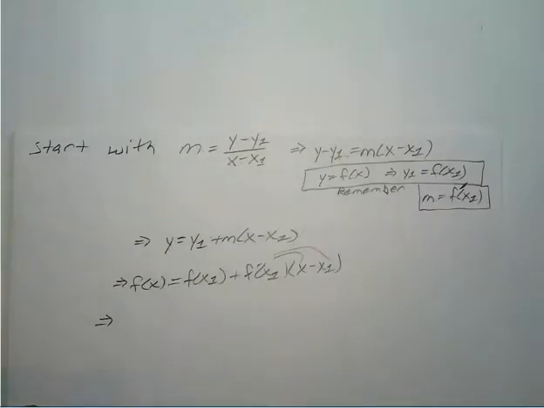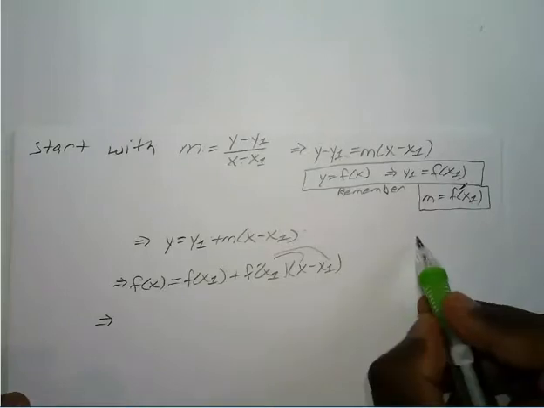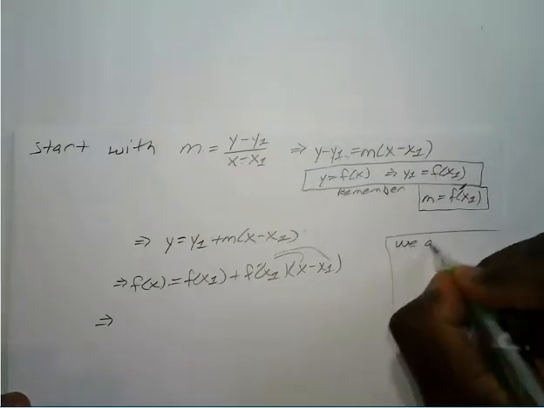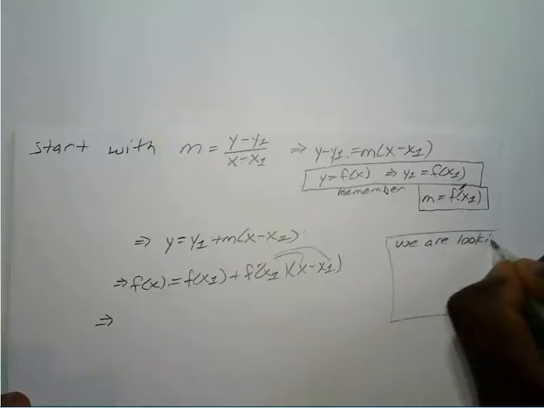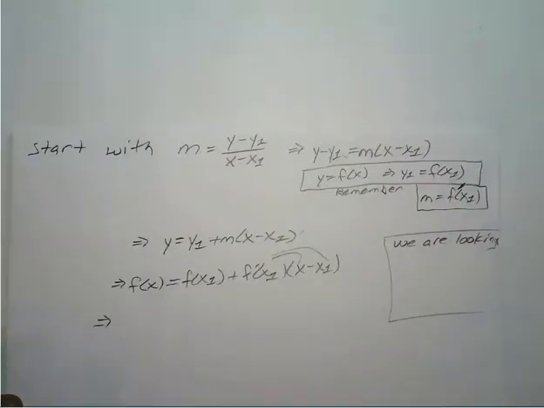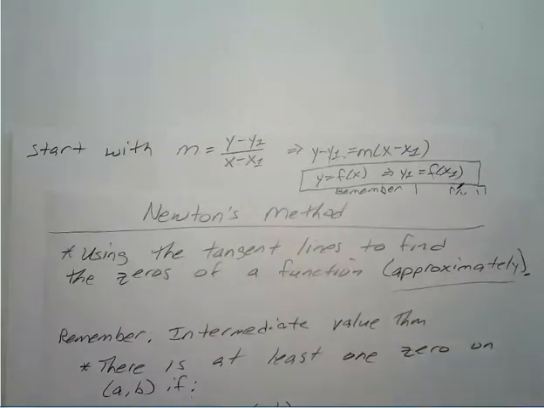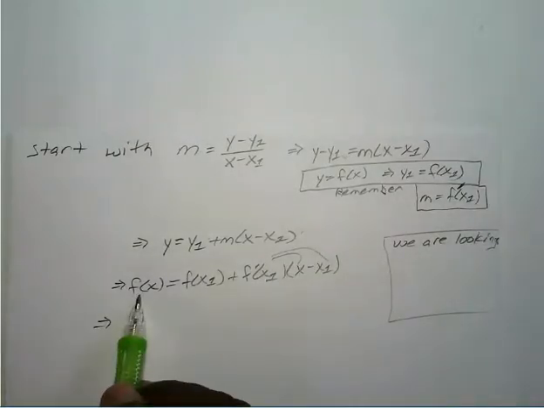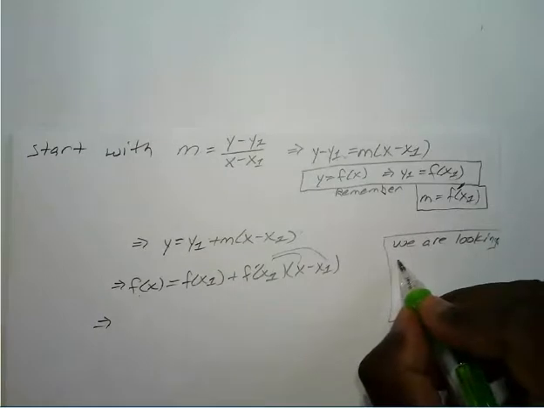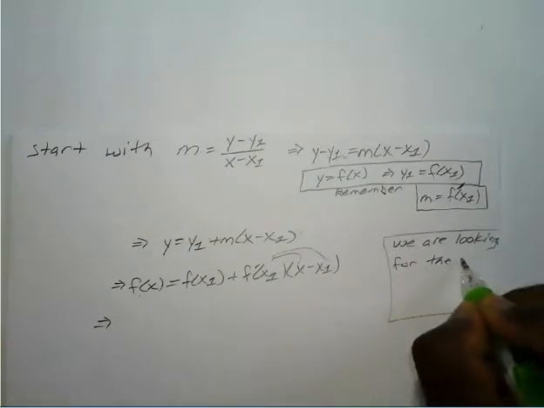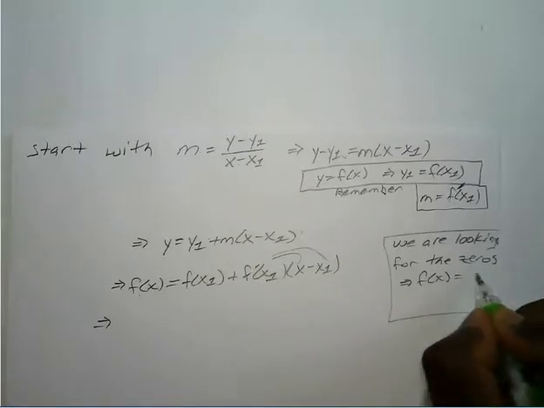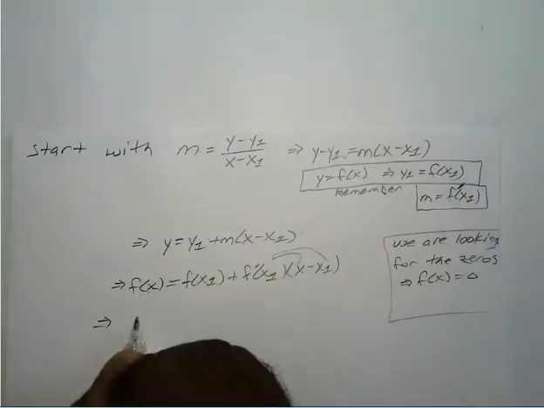Okay, now note one thing. We are looking for the zero. Remember, that's the whole point: find the zeros of a function. Okay, so how do we find the zeros? Easy, f of x equals 0. So we'll make that f of x equal 0.